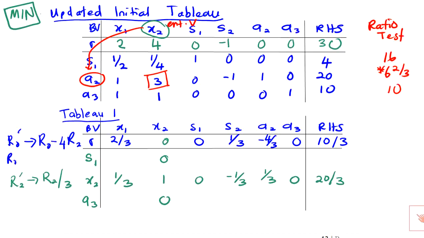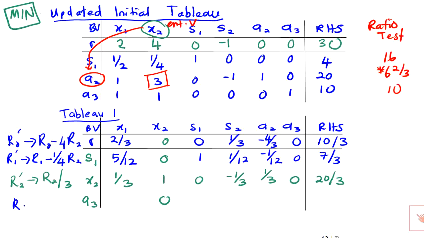Row 1, new row 1. So here we have 1 over 4, positive, so negative 1 over 4. So we get 5 over 12, 0, 1, 1 over 12, negative 1 over 12, 0, 7 over 3.